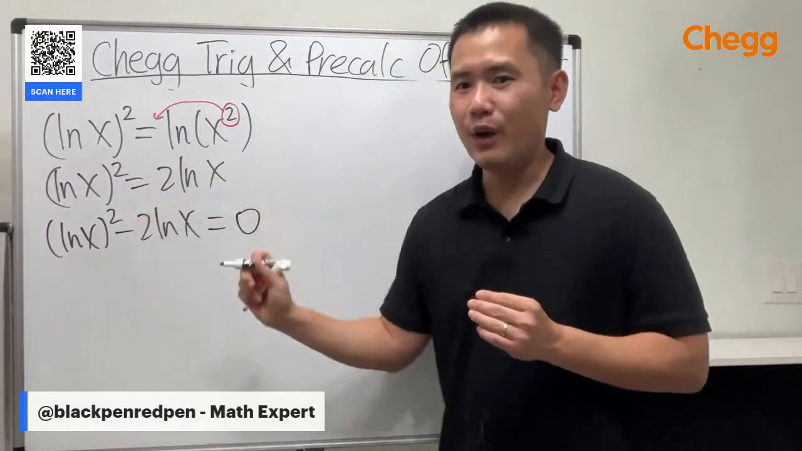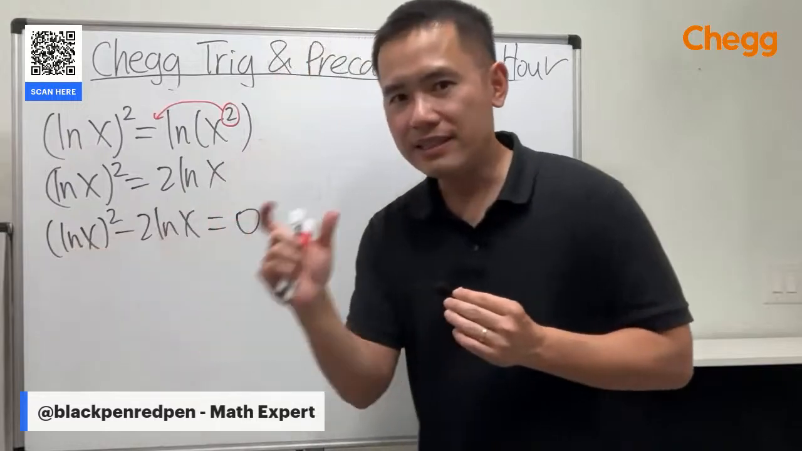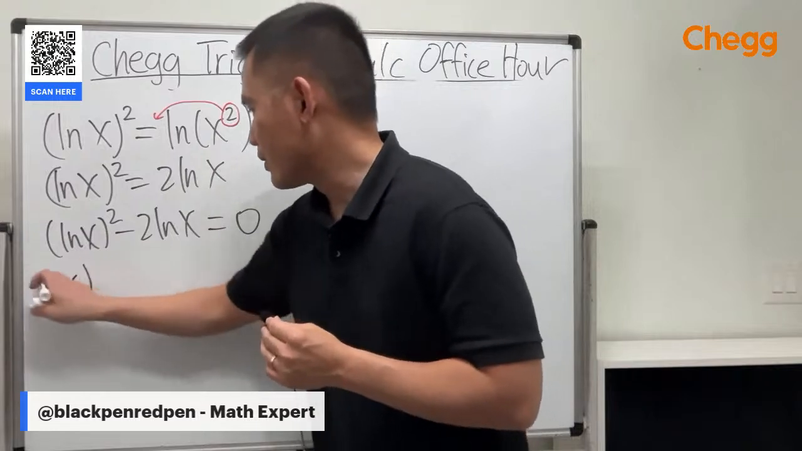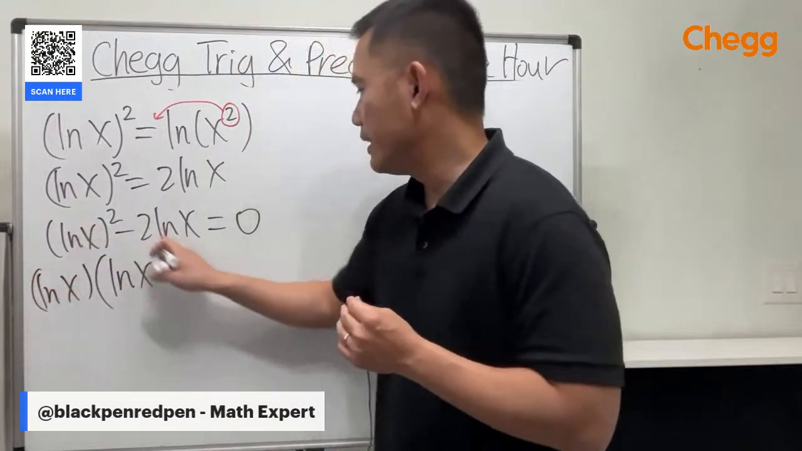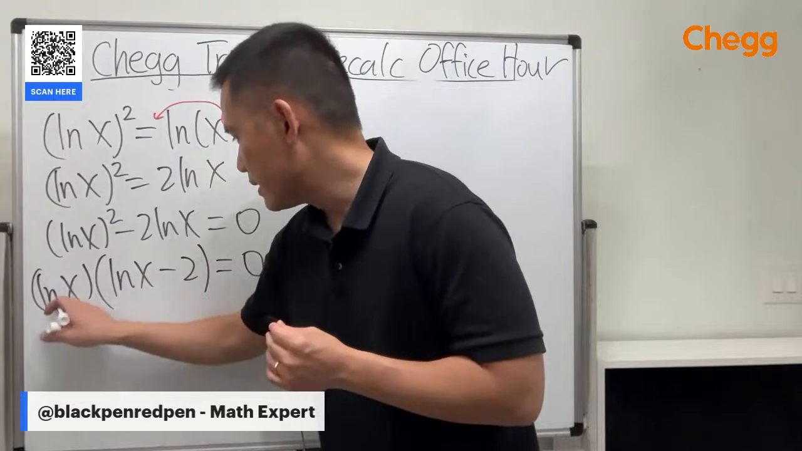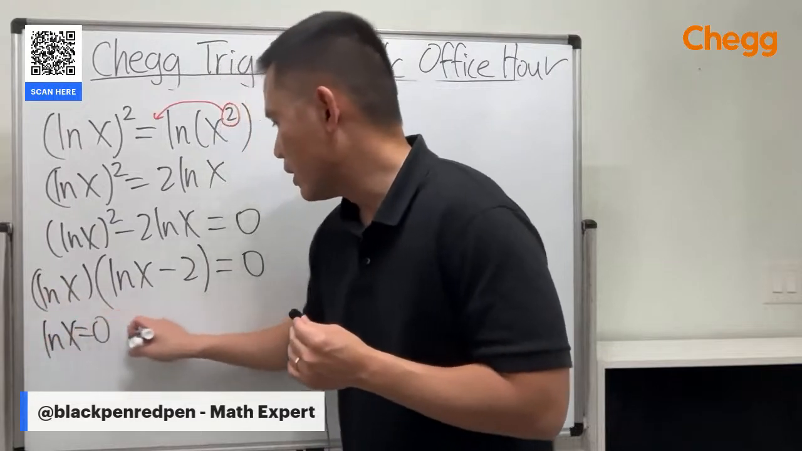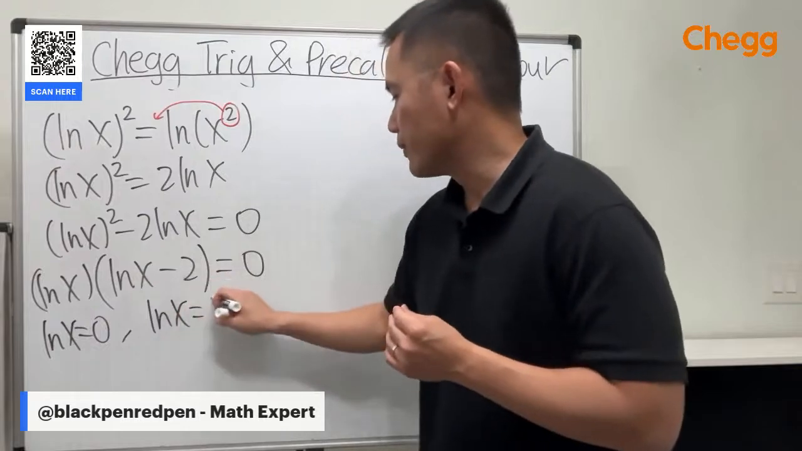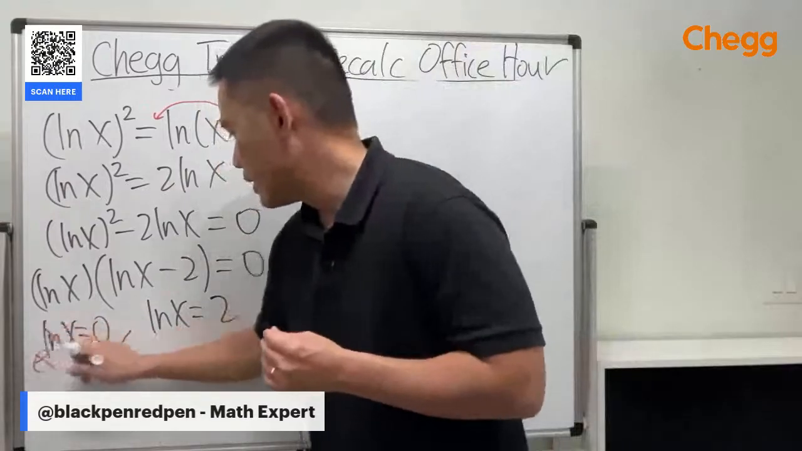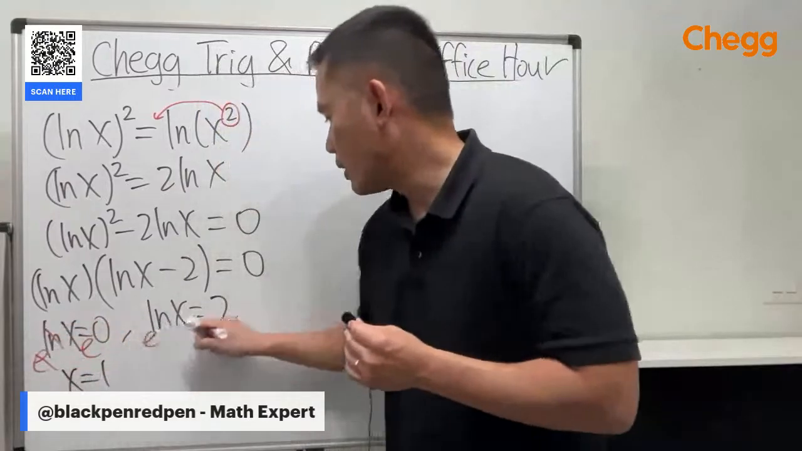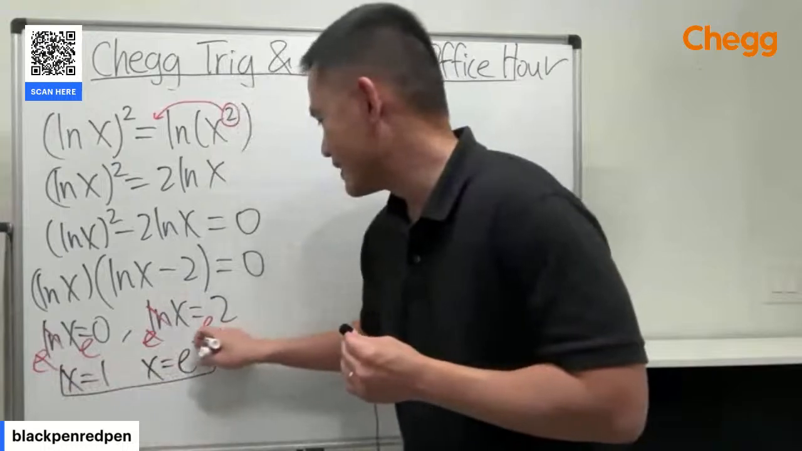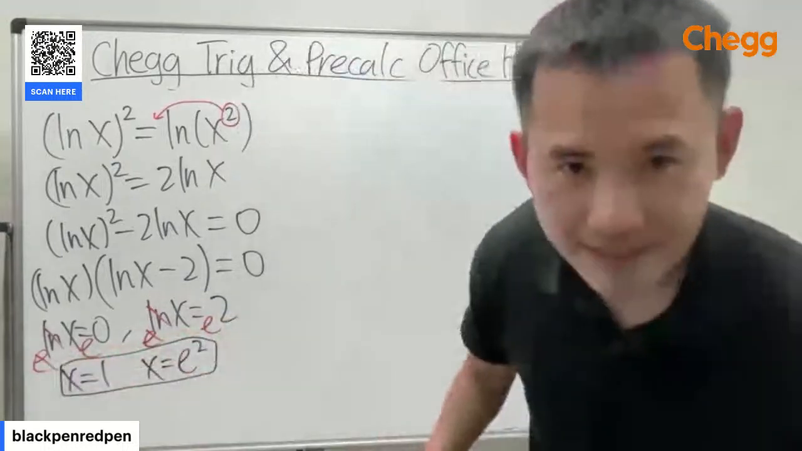And then factor out the ln x. Remember, this means ln x times ln x. For two of them, we are going to factor out one of them. So just like this, and then we have another one, and then we have the minus 2. It's equal to 0. So now, this means this factor ln x is equal to 0, or that means ln x is equal to 2. Put the 2 to the other side. So e to this power, e to that power, either x is equal to 1 or x is equal to e squared. And then we are done. Yeah.